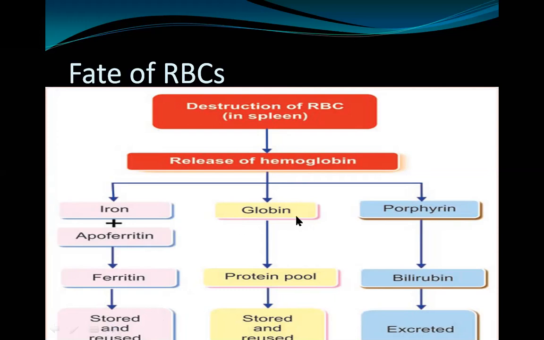Then globin is broken down and goes directly to the protein pool, where it is stored and also reused. Then porphyrin will be converted into bilirubin and excreted. We'll look at that when we come to the synthesis of hemoglobin.